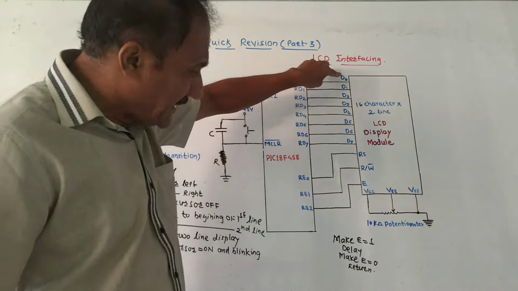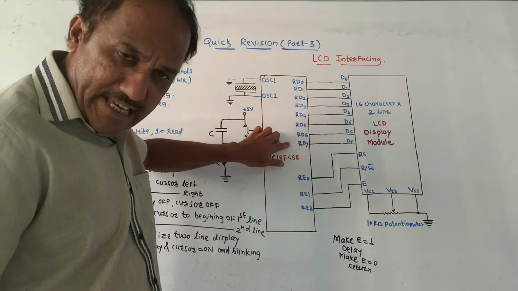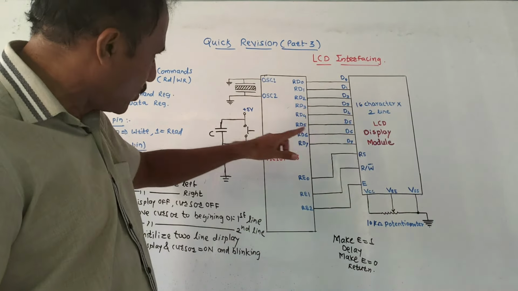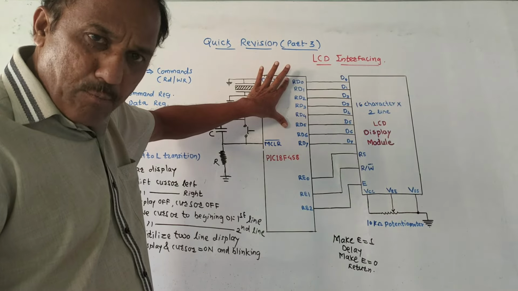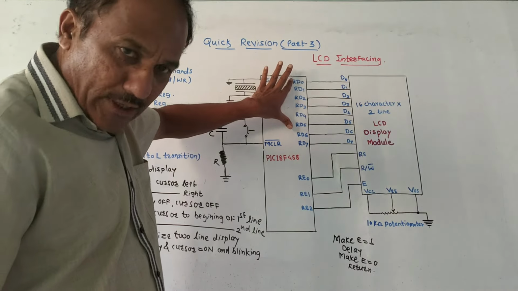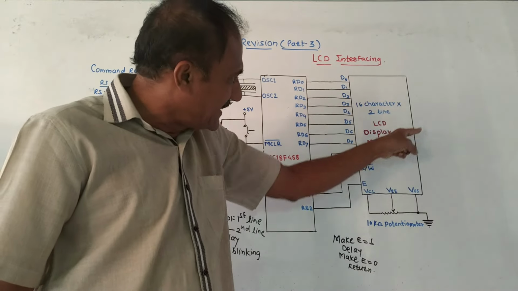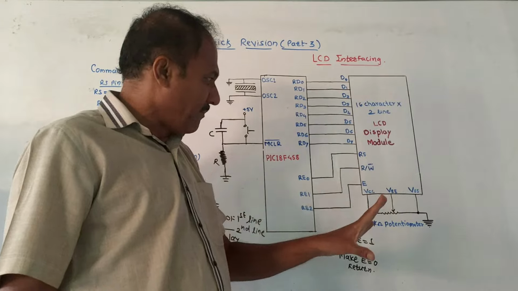I have shown these data lines D0 to D7, they are connected to port D. You can make use of any port like port B, port C and so on. So RD0 to RD7, these are the port D pins, total 8 pins, and they are connected as data lines. This is a 16 character 2 line LCD display model.